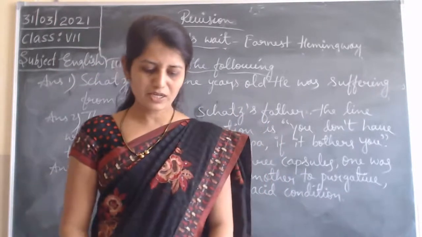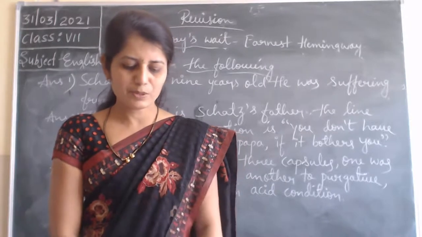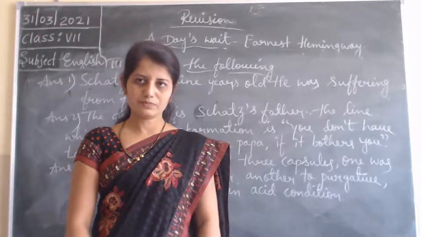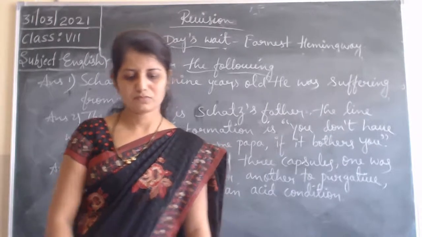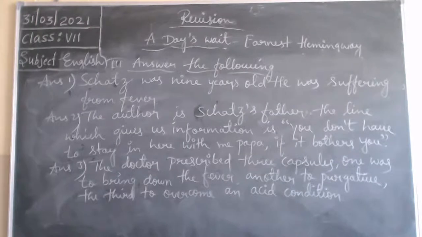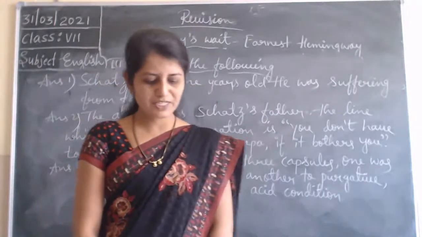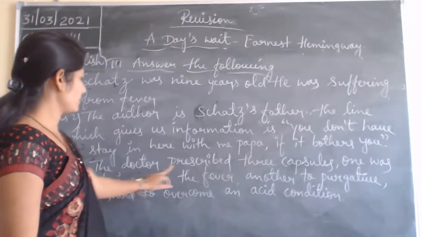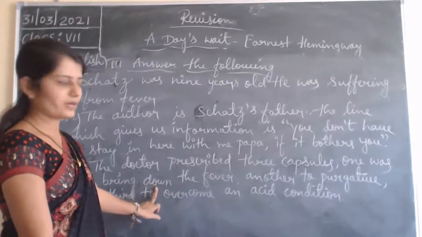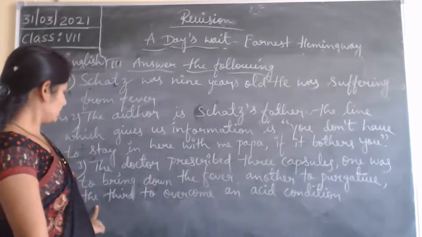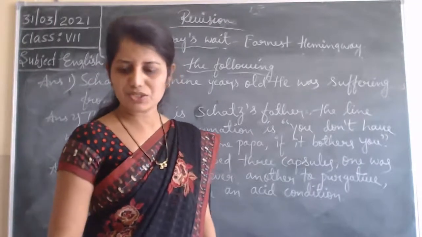So the question is, how many capsules did the doctor prescribe? State the purpose of each one. So the answer, the doctor prescribed three capsules. One was to bring down the fever. Second one was to forgive you. The third to overcome an acid condition.